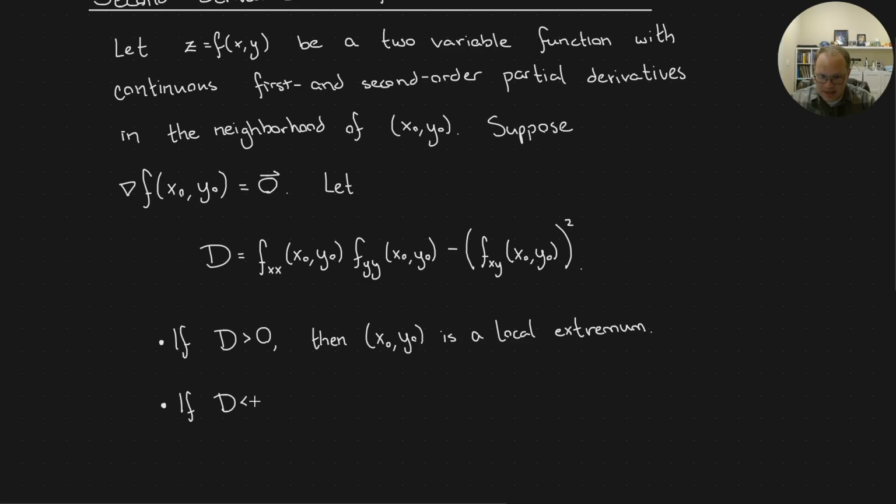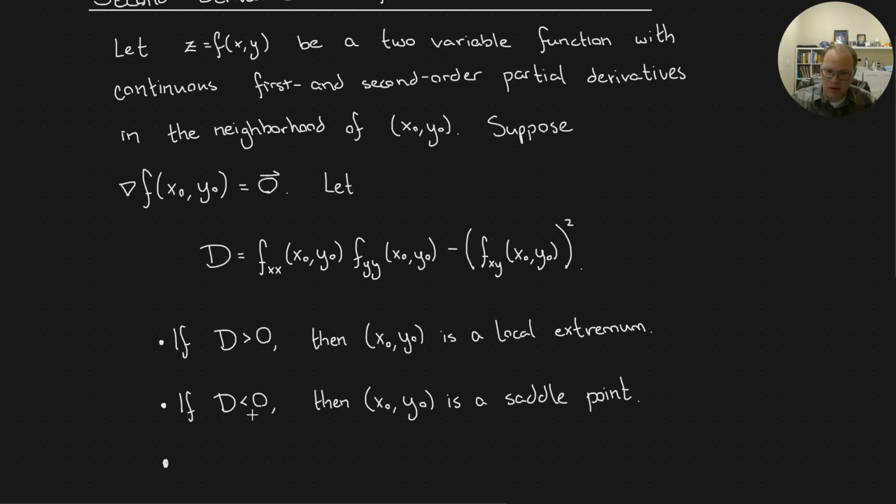If d is negative, then the point is a saddle point, which means it wouldn't be either a local extreme, local maximum, or a local minimum. It's something else. And there is one other option.